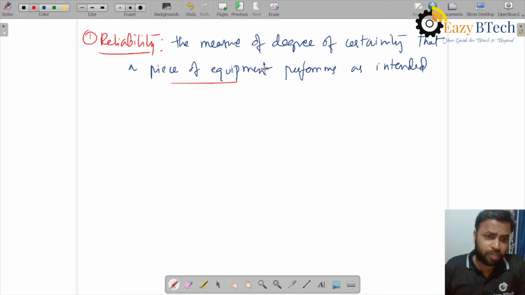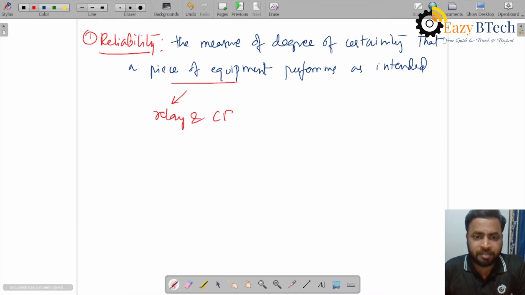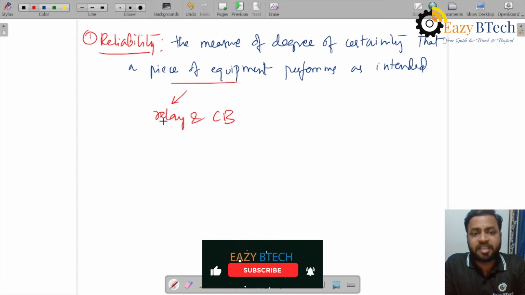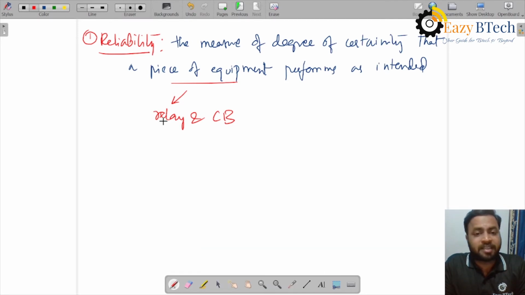Similarly, in the context of power system protection, this piece of equipment may be a relay and circuit breaker, right? If the relay and circuit breaker are able to perform the assigned duty, then we can say that they are reliable. So when do we say that they are unreliable?